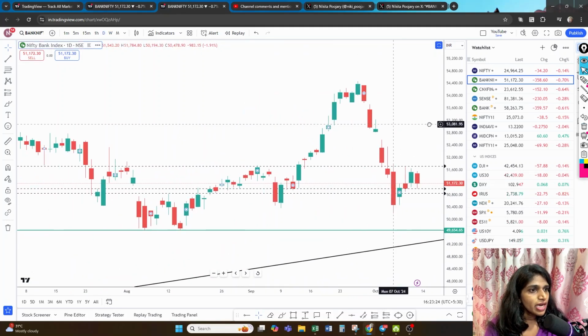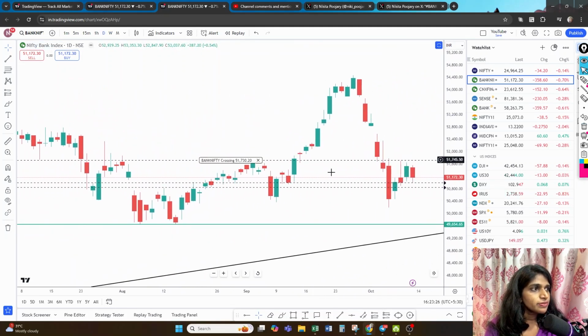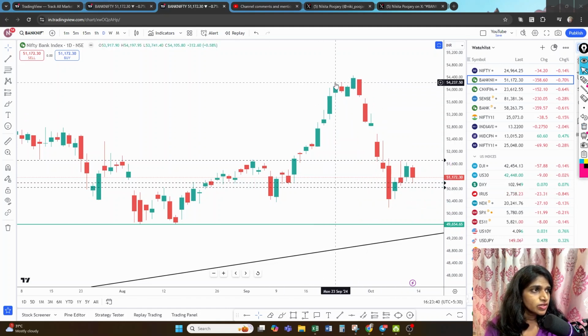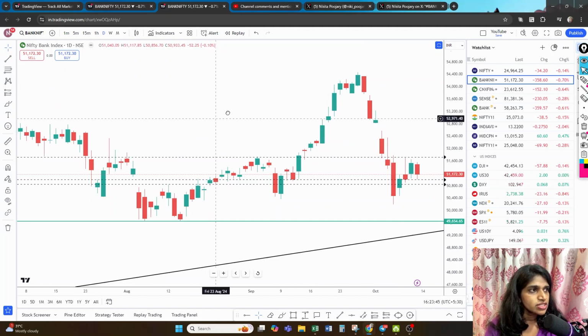Now let's go to the daily time frame. I'll just take you to this chart, because I remember on this day itself I had mentioned that the market will go into a bigger range, and it will keep consolidating without moving much, because there was a sharp up move and then a sharp down move. So the market needs some time to digest both the moves.